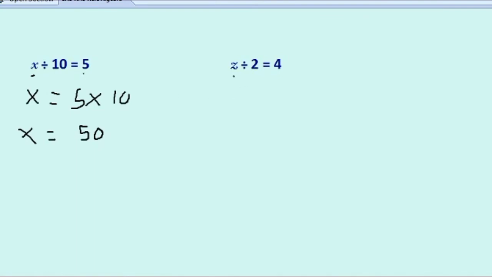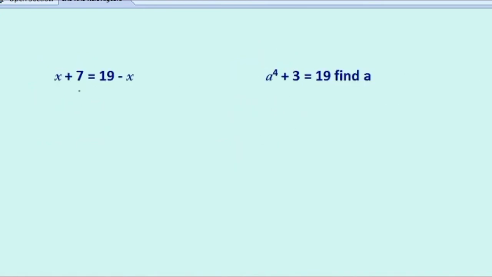Now here it is z divided by 2 equals 4. Find the value of z. So z equals 4 multiplied by, this is divided by 2. When it is transferred to the RHS, it will become multiplied by 2. So z equals 4 into 2, 8, right? 4 into 2 is 8.